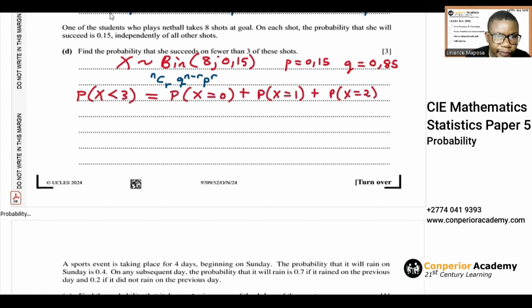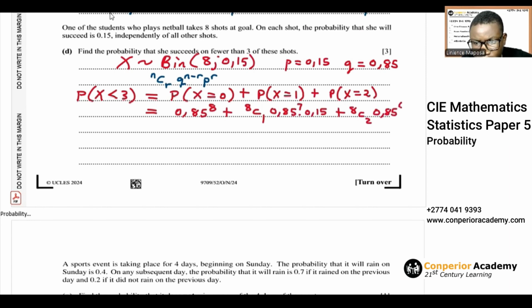If she's unsuccessful on all 8 attempts, it means she failed all of them, all 8. So that's 0.85 times 0.85, 8 times. So that's 0.85 to the power of 8. And then plus, I'll use the formula. The formula n is 8 here. So 8 choose being successful once, multiplied by the probability of failure, 0.85 to the power of n minus 1, which is 7. So 0.85 to the power of 7, that's 7 failures. And then multiplied by the probability of success to the power of r, which will be 0.15 once, success once. And then plus 8 choose 2, multiplied by 0.85 to the power of 6, that's n minus 2, multiplied by 0.15 to the power of 2.